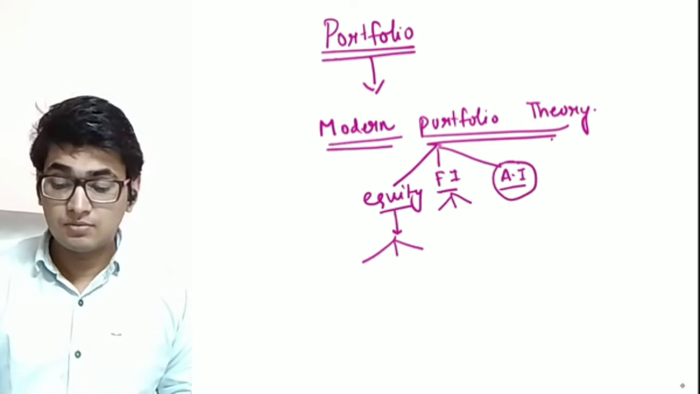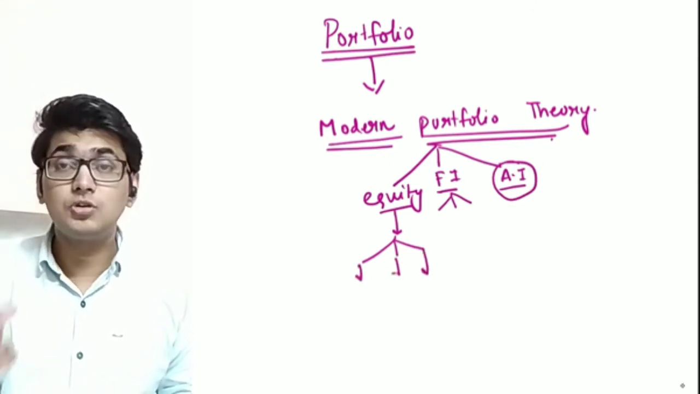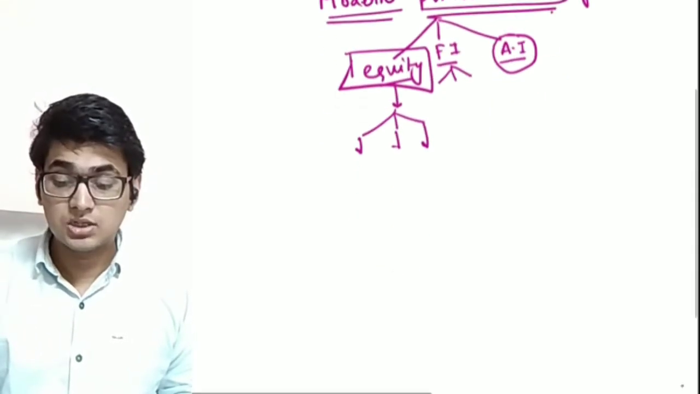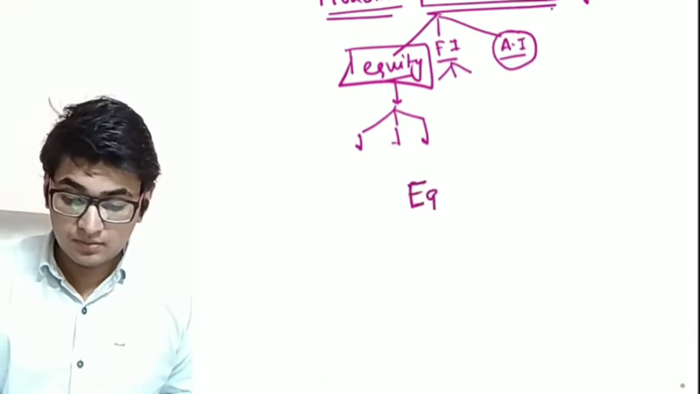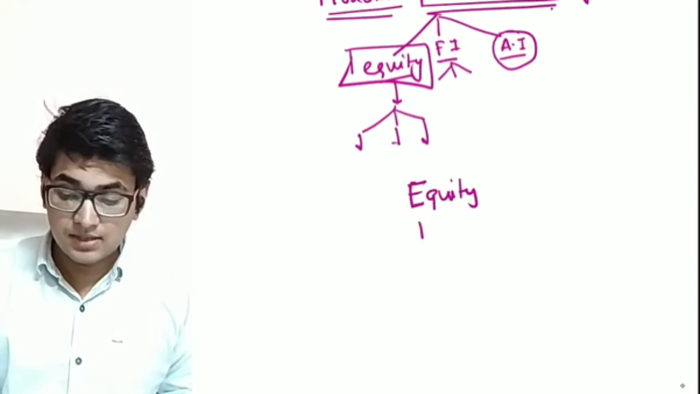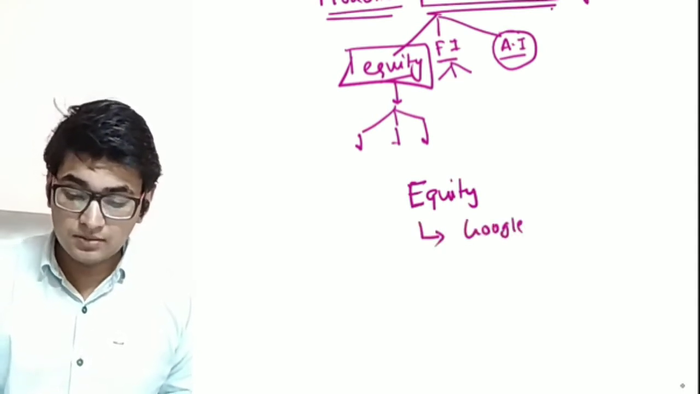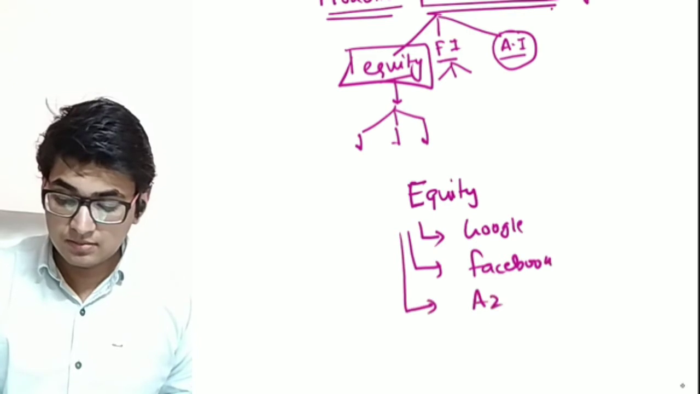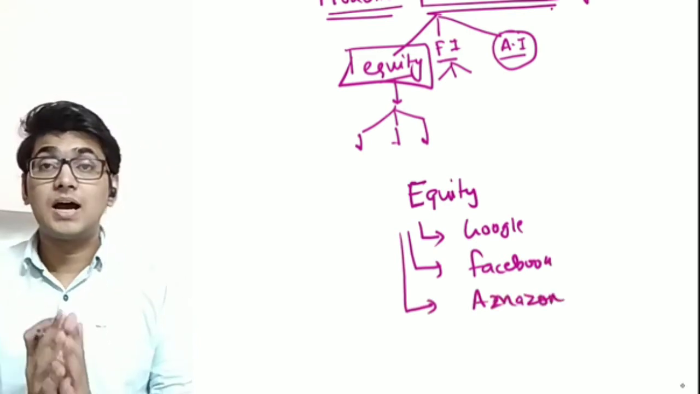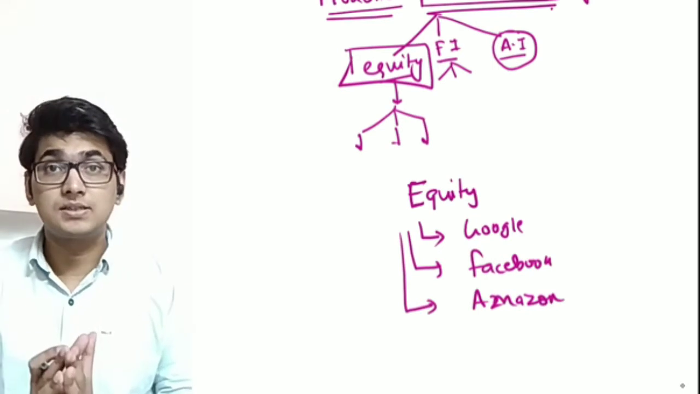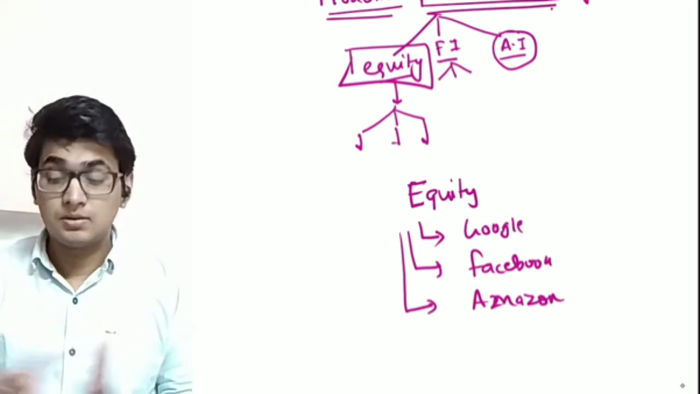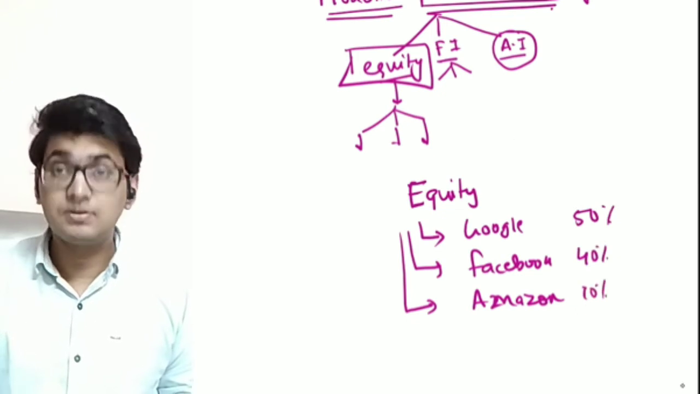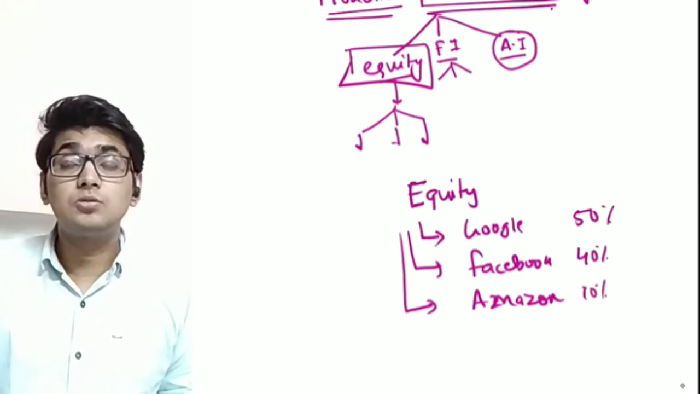So now suppose we want to create the portfolio just with equity, meaning my portfolio is structured only for equity. Okay, so inside the equities there are many companies such as Google, then Facebook, then Amazon. So I am creating a portfolio with different securities and with different weights. Might be this is invested with 50%, this with 40%, and this with 10%. And it is not only 3, it can include 300.